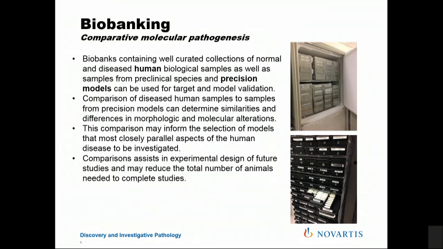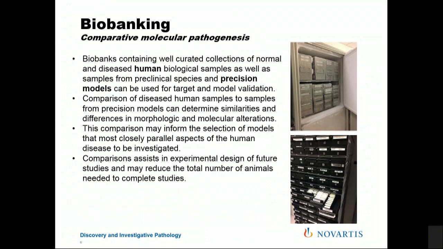I think a resource that is sometimes forgotten but critical in this idea of comparative molecular pathogenesis are biobanks that contain well-curated collections of normal and diseased human biological samples, including FFPE or formalin-fixed paraffin embedded samples, and then also samples from preclinical species and precision models that we'll be using. The comparison of the human disease samples to samples from precision models can determine the similarities and differences in the morphology and molecular alterations, and this comparison can inform the selection of the models that most closely parallels those aspects of the disease that one wants to investigate.